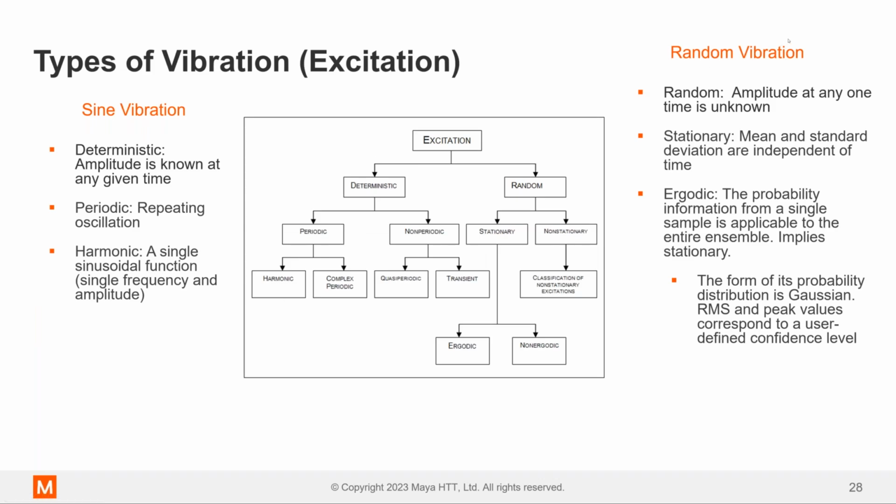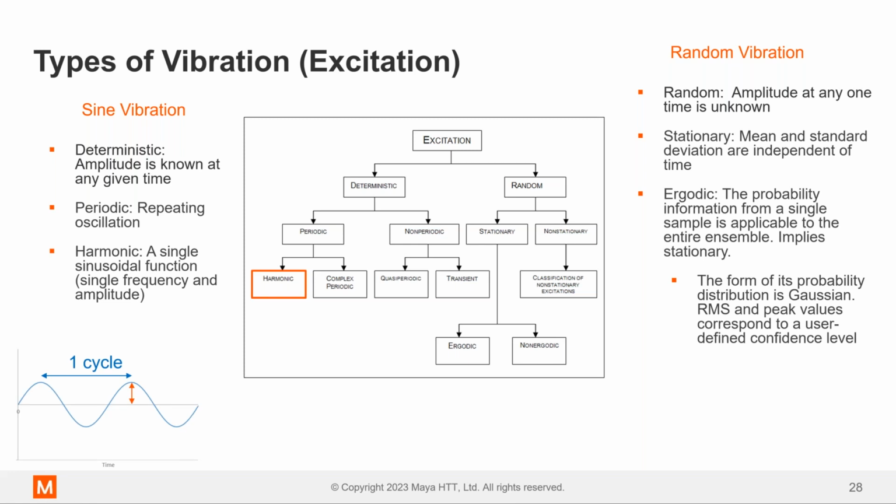And if we look here at types of vibration, so talking about the theory a little bit, if we're looking at sine vibration and random vibration, I kind of like this chart I found online to show different types of excitation, to categorize them. I always like categorizing things in a visual way if I can. Sine vibration is deterministic, so the amplitude is known at any given time. It's a repeating oscillation, and it's harmonic. So a single sinusoidal function, single frequency, single amplitude, your standard sine wave there.